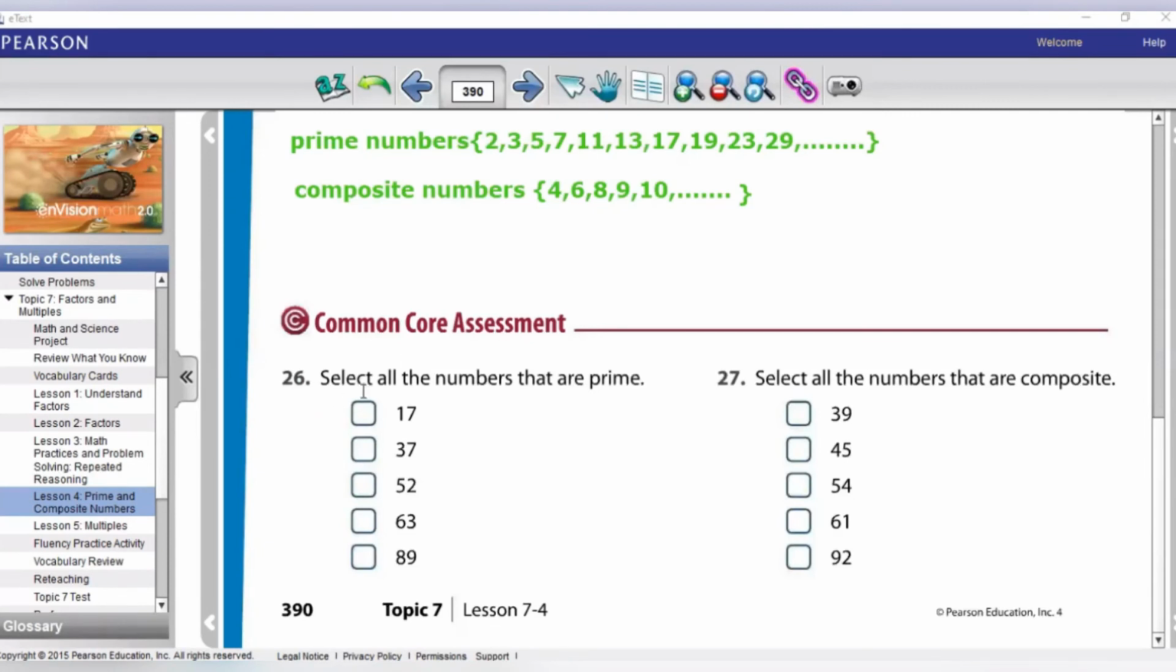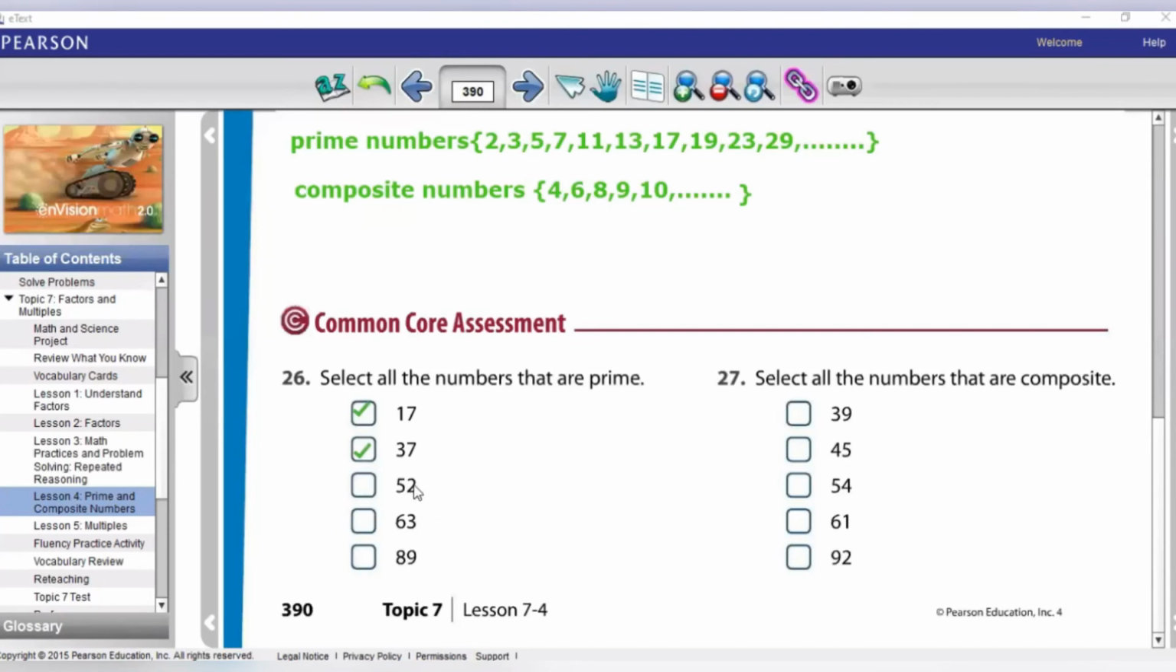Number 26, select all the numbers that are prime. I will select all the numbers that have only 2 factors. 17, from here 17 is prime. I will select 17. 37 is prime. It has only 2 factors, 1 and 37 itself.